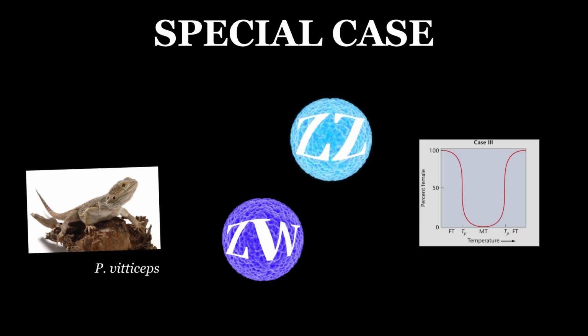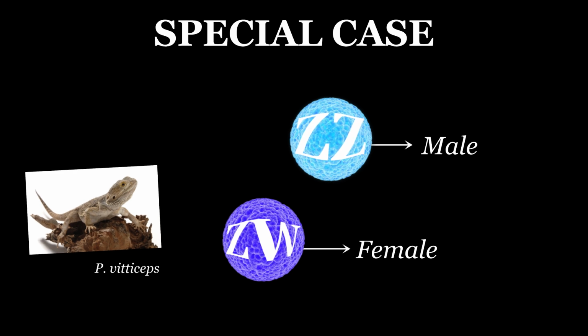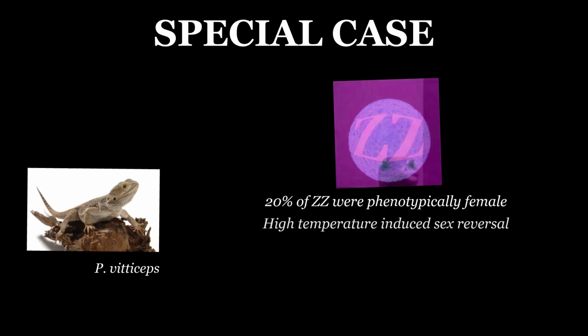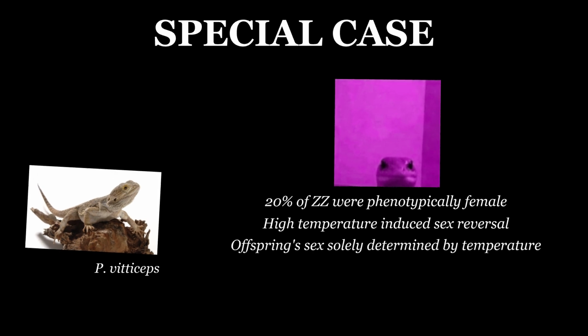A special case involves a species of Australian lizard, whose sex can be determined genotypically and by temperature. Males are usually genotypically ZZ and females ZW, but a study found that nearly 20% of ZZ individuals were female. How is this possible? It turns out that a ZZ individual incubated at a higher temperature experienced a sex reversal. Interestingly, if two ZZ individuals mate, one being phenotypically male and the other phenotypically female, the sex of their offspring is determined solely by temperature, as the offspring will only have the ZZ genotype.